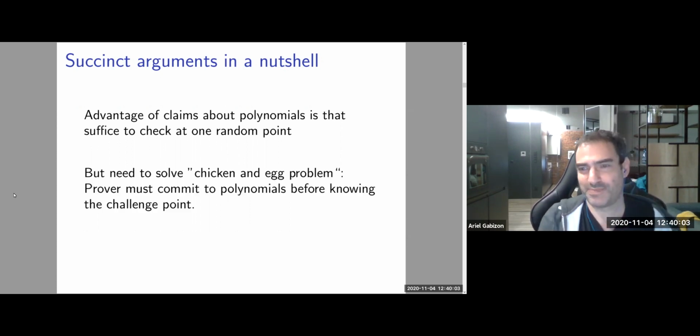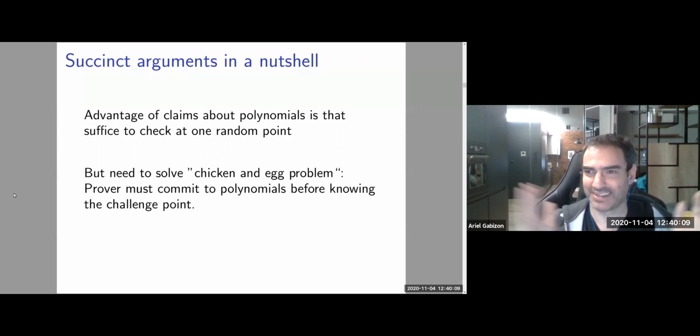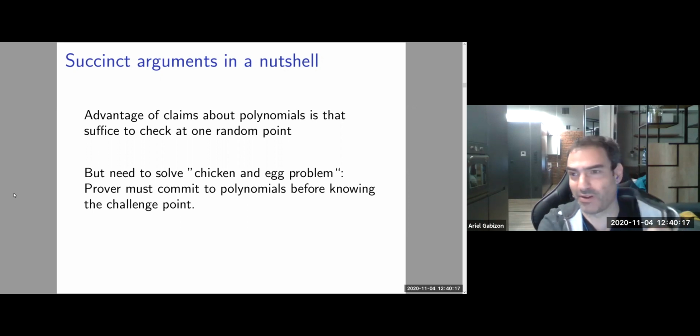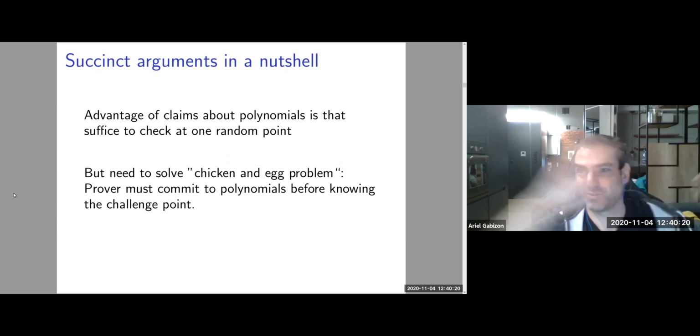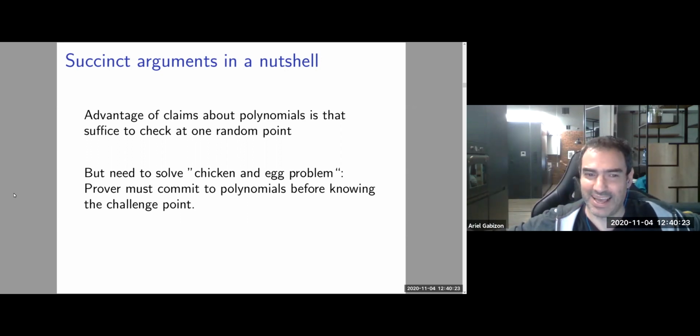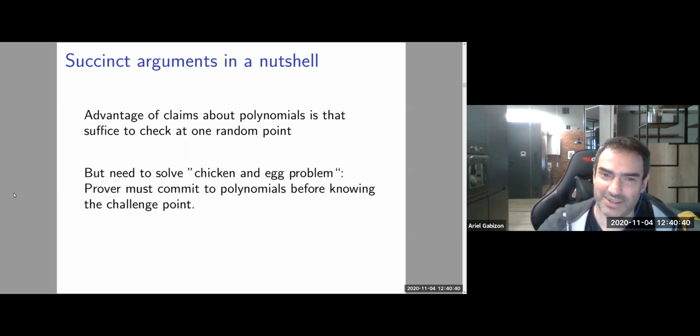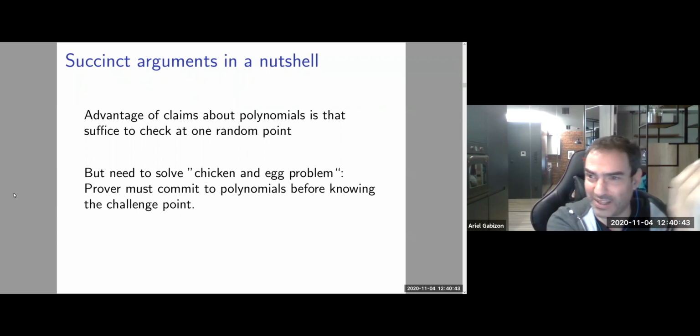But of course, to make this work, we have this chicken and egg problem. I want this short proof, so I want you just to give me the evaluations of your polynomials on some random challenge point. I don't want you to give me the whole polynomials. But there's a big chicken and egg problem, because if you give me the evaluations after I told you the challenge point, then you're going to adaptively choose polynomials that work well on this specific challenge point.